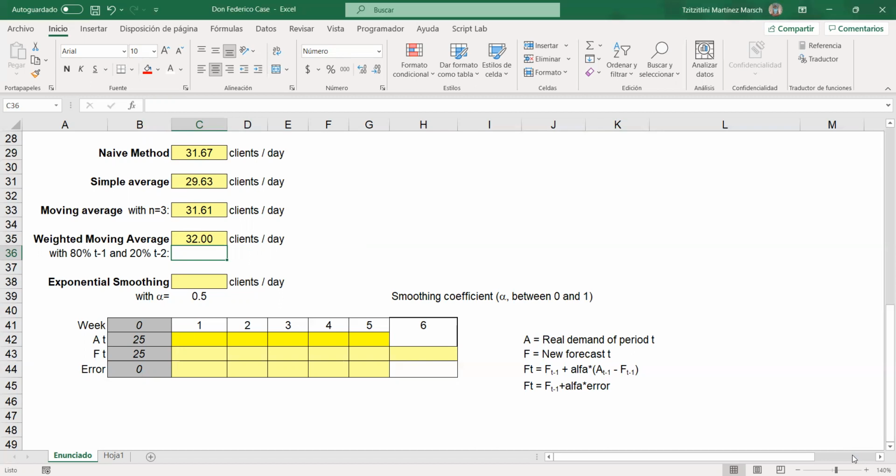This is the first time we're seeing one of the errors, and we're going to see a lot more tomorrow. But the first error is going to be very simple. It's the difference between what I had today, the actual amount that came in today, for example, minus what I had forecasted. That's going to be my error, like in a math class, the difference between what the teacher solved and what maybe you solved.